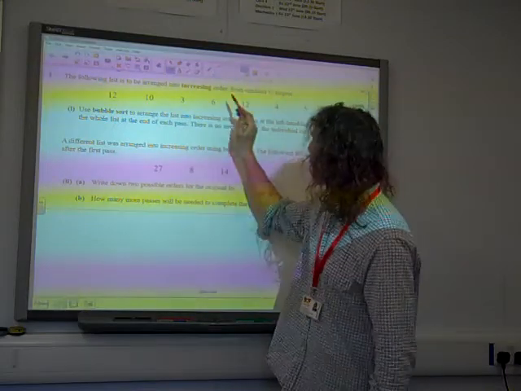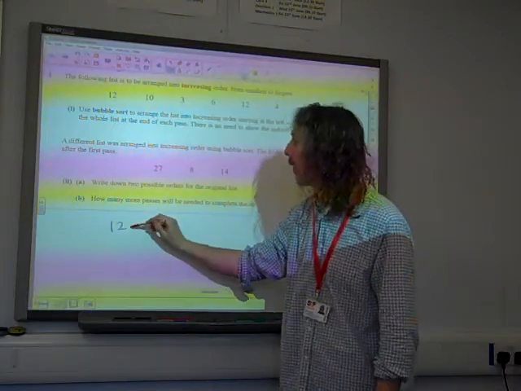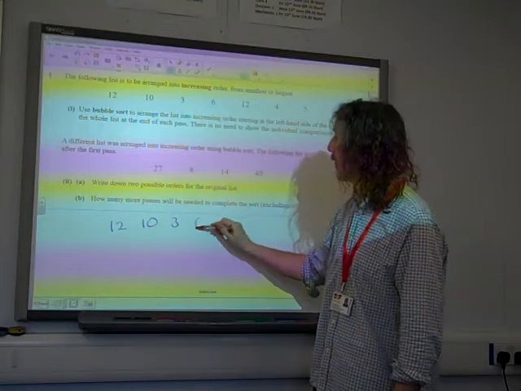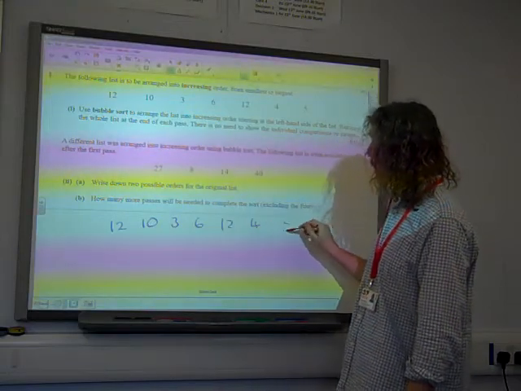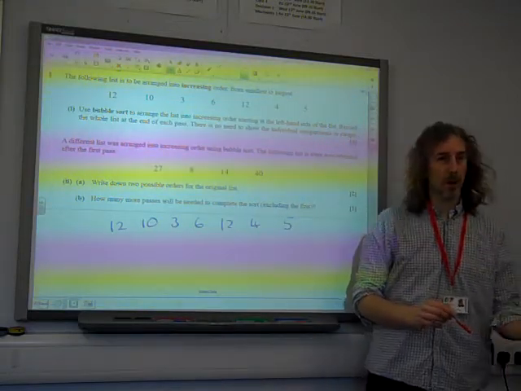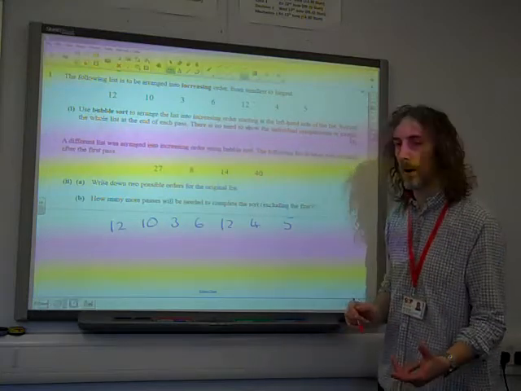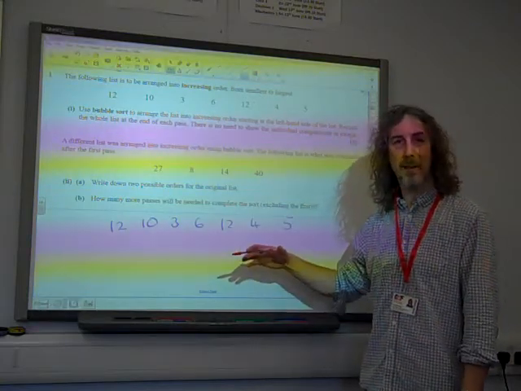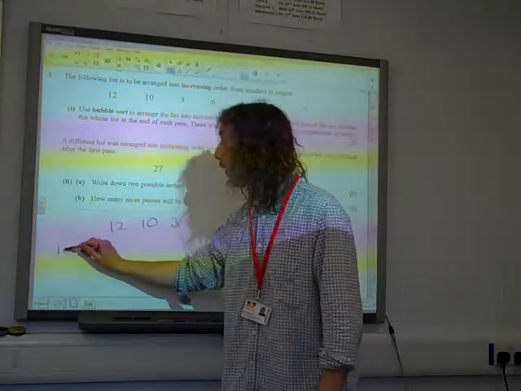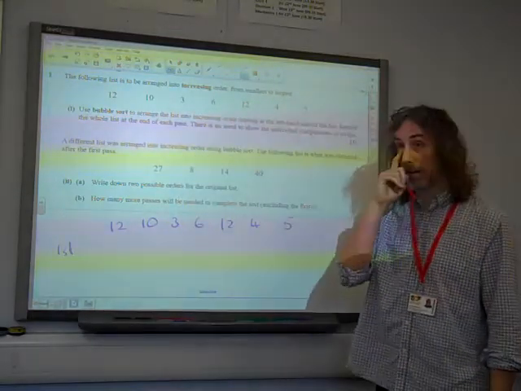I think you did actually have the original list written out in the answer booklet, didn't you? But there's the original list. Now, one thing that you didn't lose marks for not doing, but I would advise you to do, is to label each pass. So the end of the first pass, we're going to write what the list looks like.